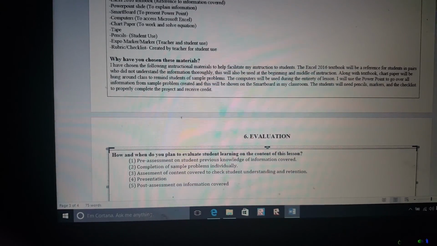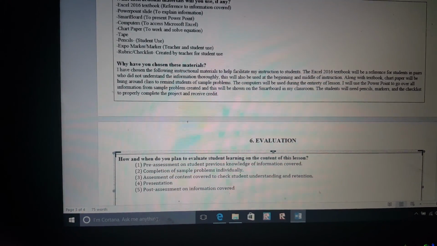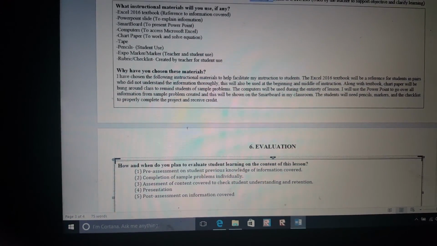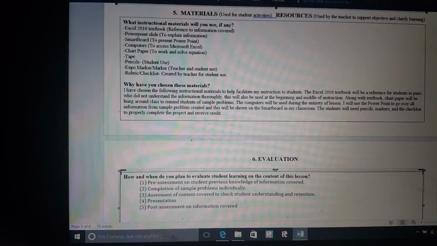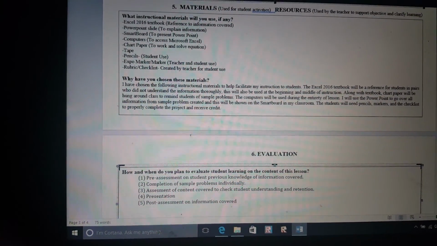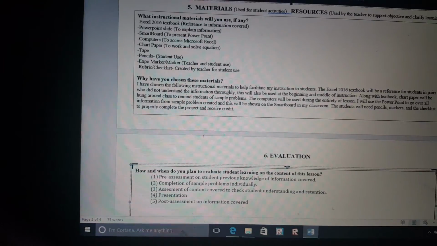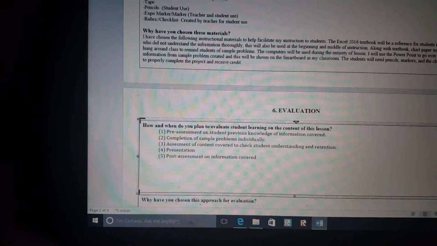I will use the PowerPoint to go over all information from the sample problems created, and this will be shown on the Smartboard in my classroom. The students will need pencils, markers, and the checklist to properly complete the presentation in the future week.